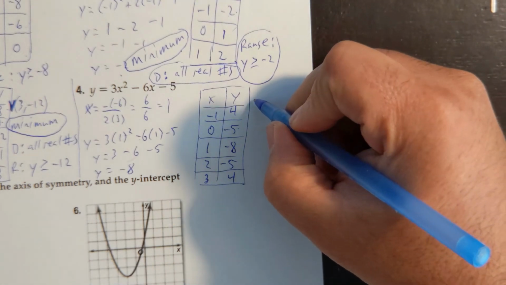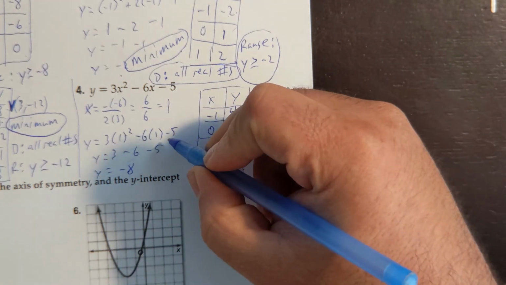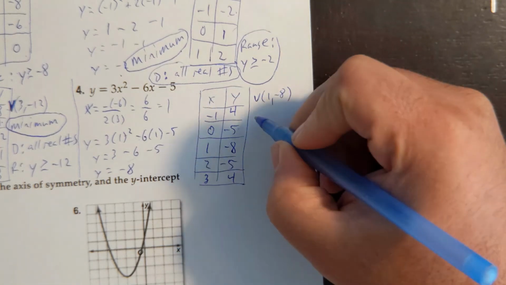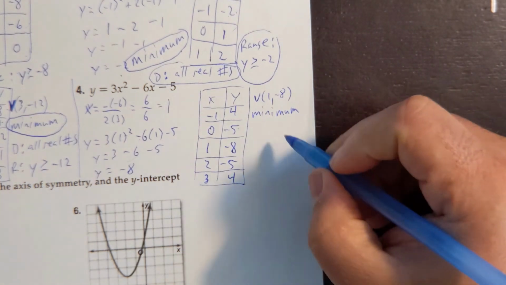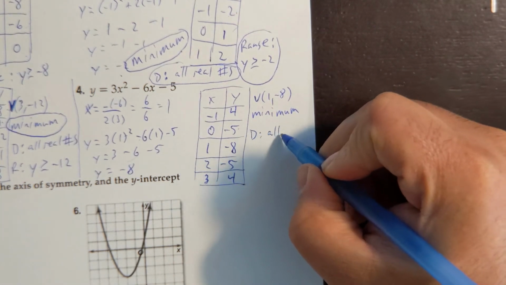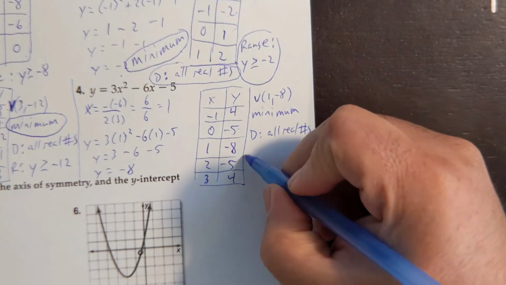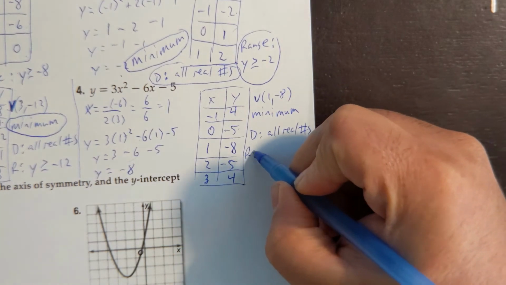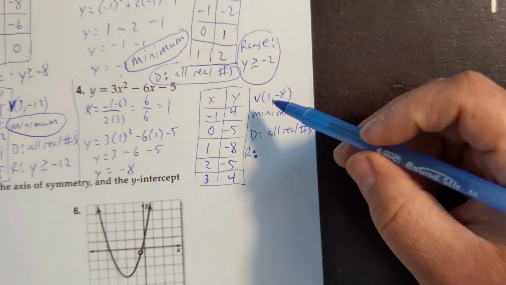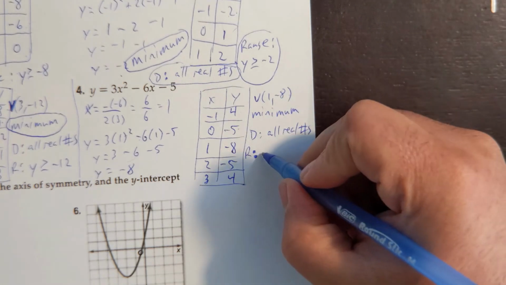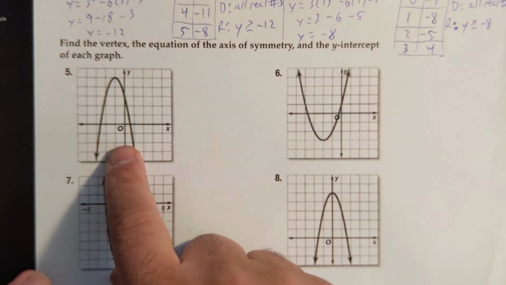That means that your vertex is going to be your minimum. Our vertex was 1, negative 8. It is a minimum. For the domain, it's still all real numbers. Kind of crowded, but it fit. And for the range, I should put a colon instead of an equal sign. For the range, it's never going to go below the negative 8, so it has to be greater than or equal to the negative 8. Okay, next part. These graphs are already done for you.